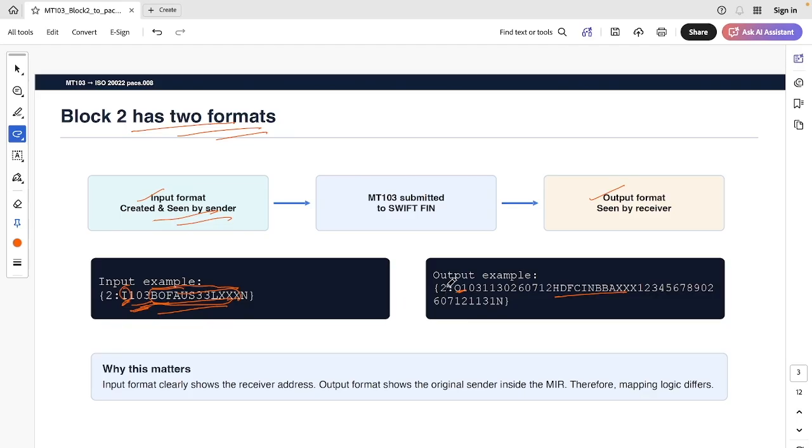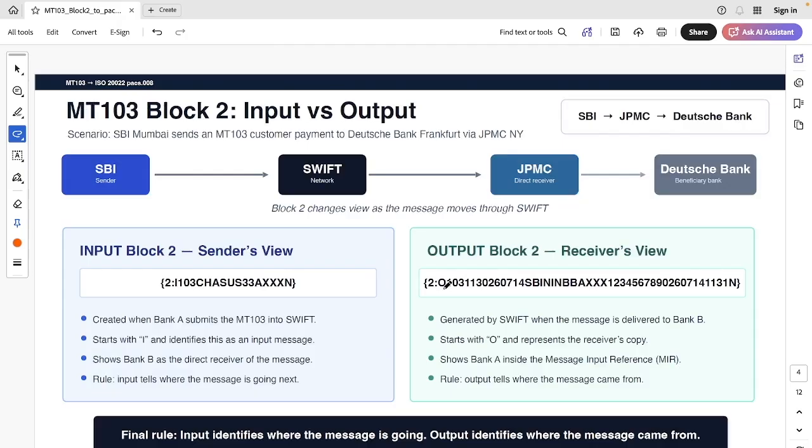So this difference matters during migration from, say, MT to MX, because the receiver information is found directly in the input format, while the sender information is found in the output format, and that needs to be extracted from the MIR, or message input reference. Therefore, the mapping logic must first identify whether block 2 is an input block or an output block. Now let us understand the difference between input and output using a correspondent banking scenario.